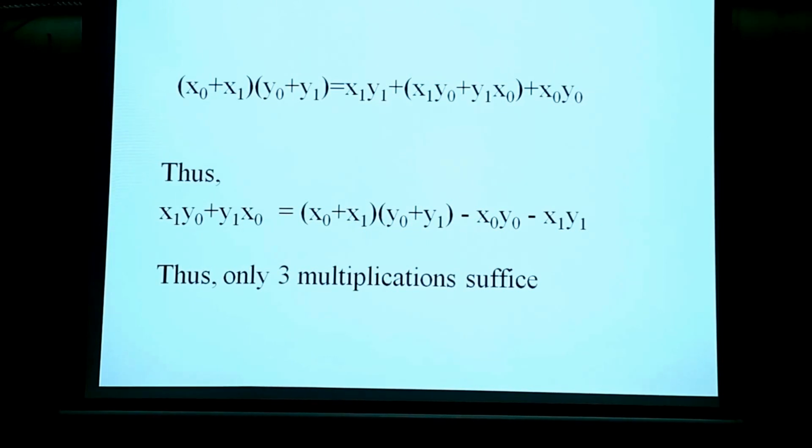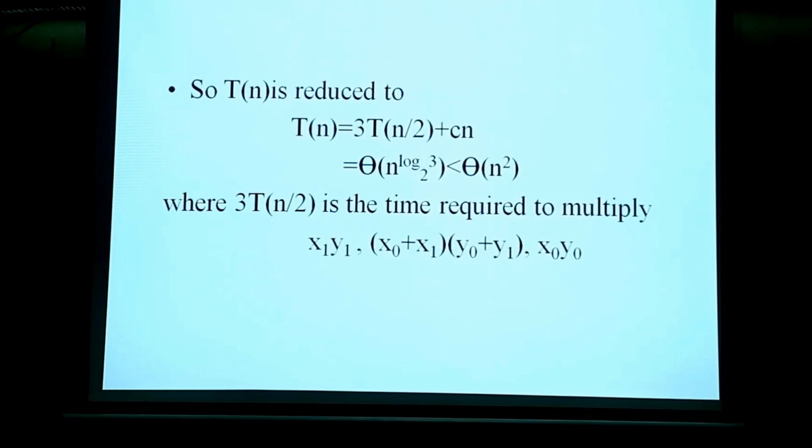Okay, so we will not compute x1 y0 separately and y1 x0 separately, because that requires computing 2 instances. Instead we will compute one instance. The time spent in computing x0 plus x1 is additional time which is linear. y0 plus y1 is additional linear time, that will go into our plus n term, but 4 instances of size n by 2 we have reduced to 3 instances. So we have reduced it by 1. So what recurrence do we get? 3 T(n by 2). And that gives us a reduction.